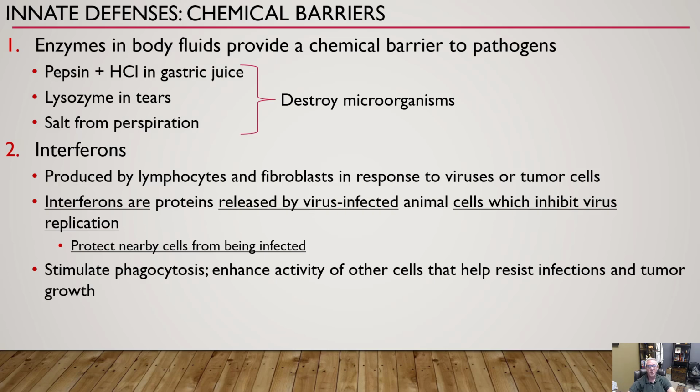We also have these chemicals called interferons. These are going to be produced by lymphocytes. Remember, lymphocytes is a type of white blood cell. So think of your B cells and T cells. Also fibroblasts produce them in response to viruses or tumor cells. So what interferons are, they're basically just proteins. Once the virus actually infects the animal cells, the cells are going to release these interferons that are going to inhibit viral replication.